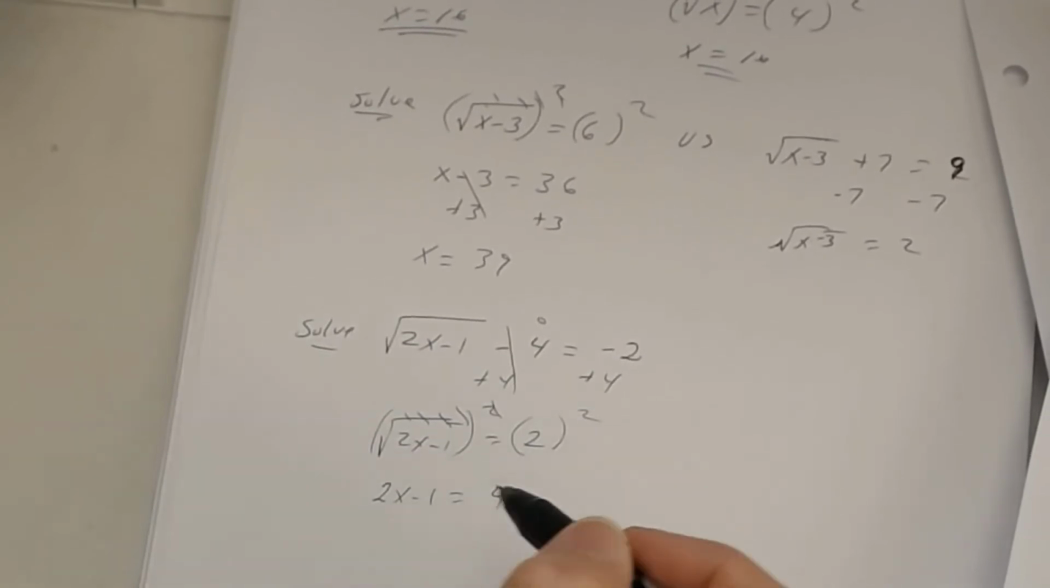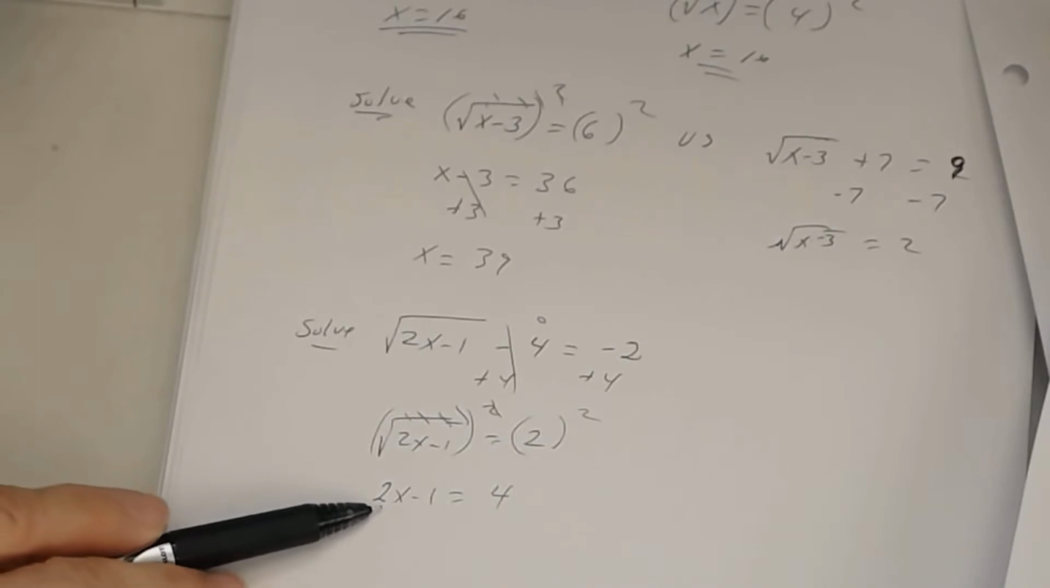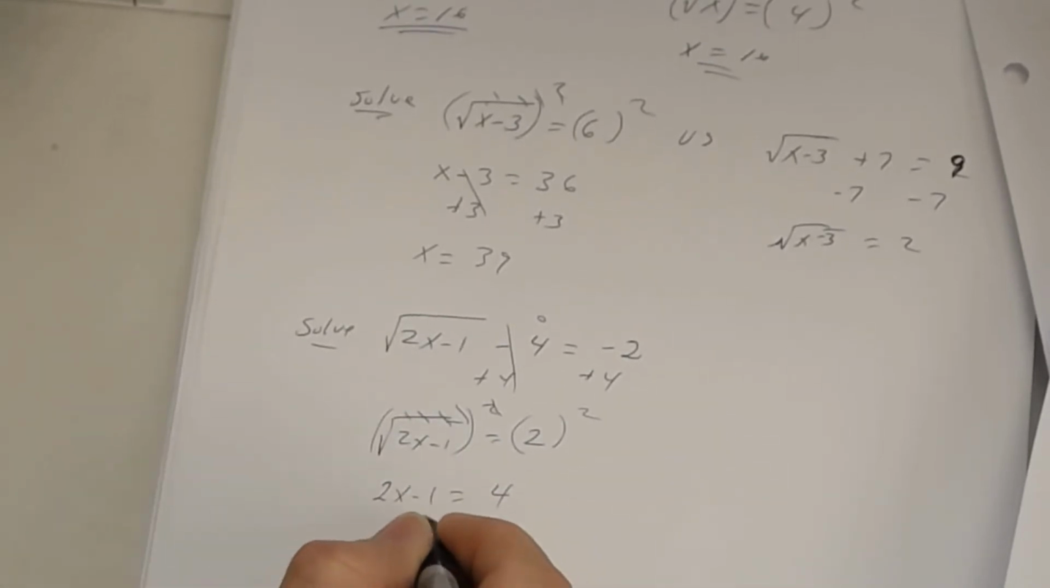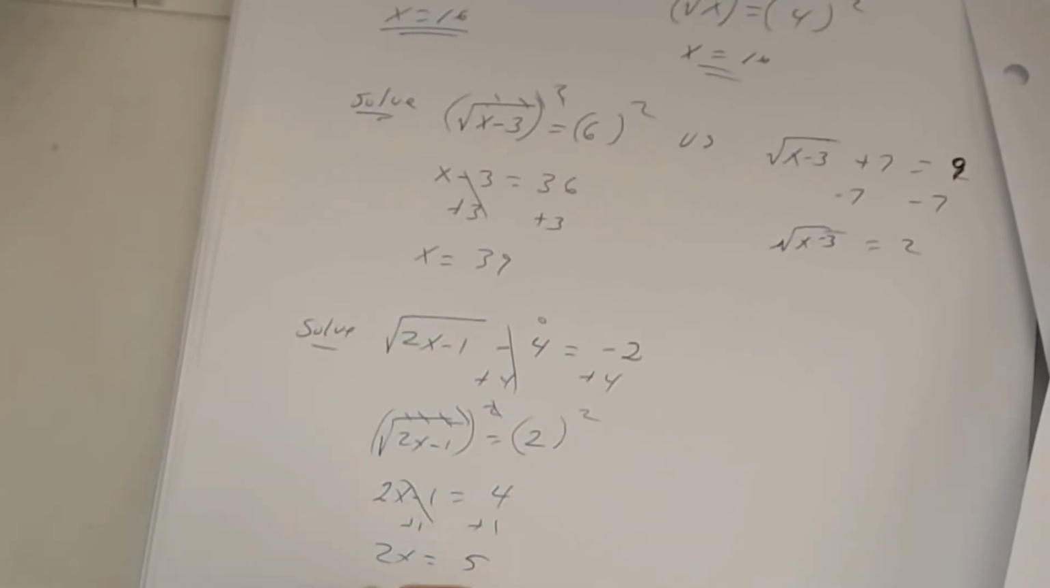Equals 4. So I went from a radical equation to what kind of equation? Linear. So what's the next step? So I get 2x equals 5. So what's your solution? 5 halves, or 2.5, right? Okay, so there's your solution. And you can check it.